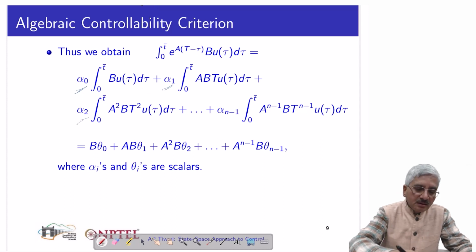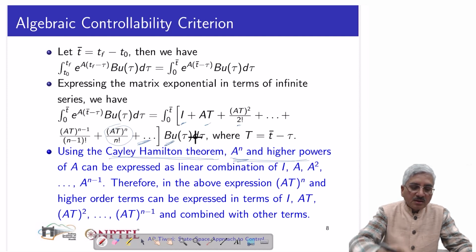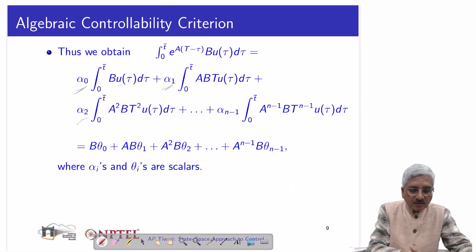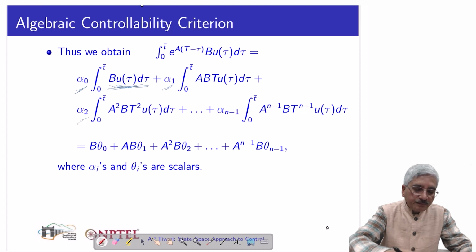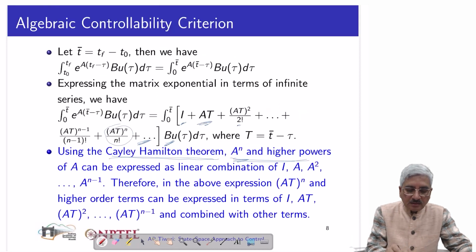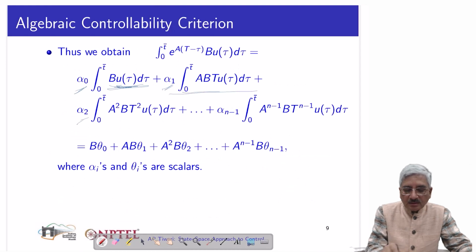Other thing that is done is that this was an integral. So first one is integral identity matrix B u tau d tau. B is a constant matrix, so B can be taken out of the integral. So what will remain is integral 0 to t bar u tau d tau. This is written here. Of course, B is written here inside, but it can be considered that it can be taken out. Similarly, the next term, which was At into B u tau d tau, integral of that, there again that can be written like this.